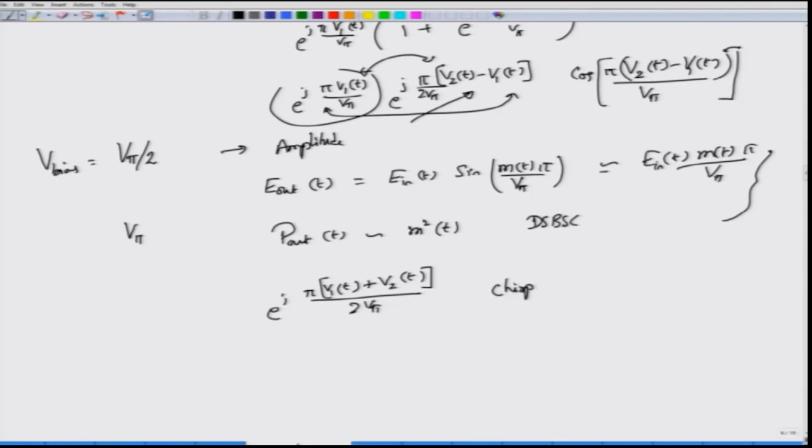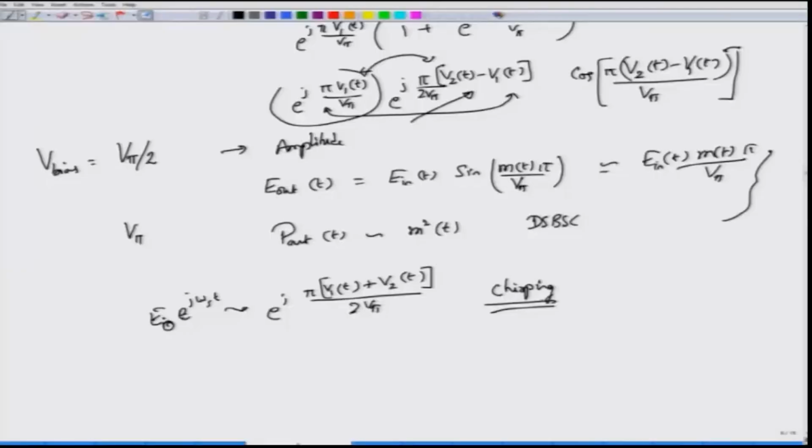Okay. This term, which is the sum of the two signals times pi divided by 2 V pi, can lead to what is called chirping, because V is changing. The incoming carrier e power j omega st will pick up this additional phase, and if V1 of t and V2 of t are changing with time, then the overall phase will change with time. In addition to the amplitude modulation, there will be a phase modulation. So, this change in the phase or phase modulation, which is unwanted, is called chirping in the modulator.